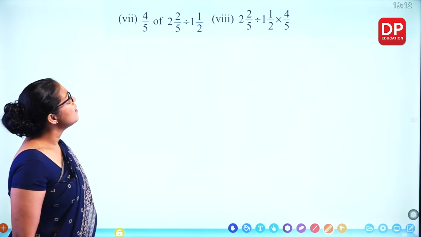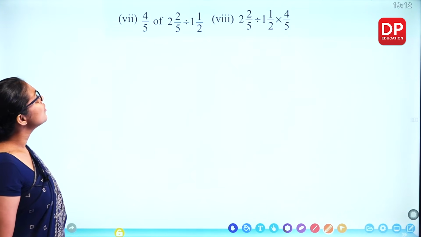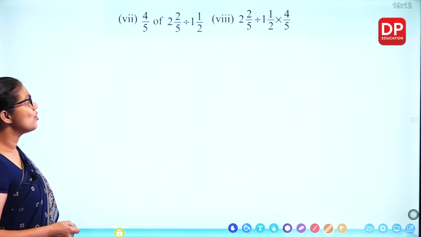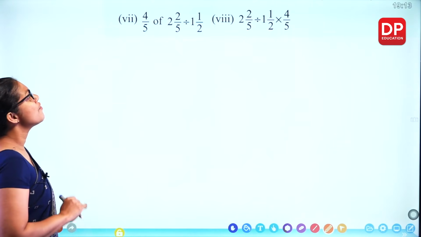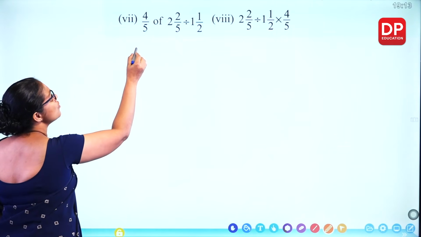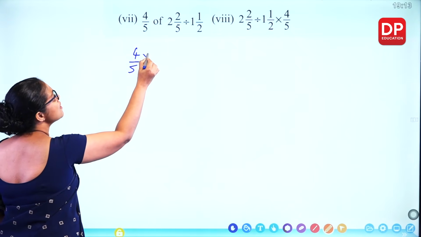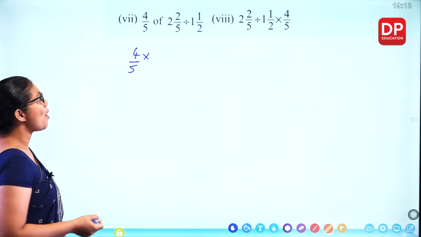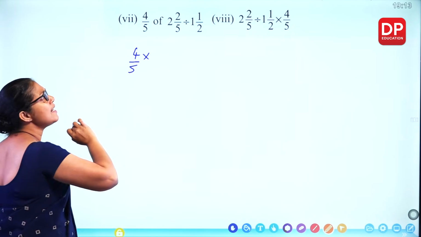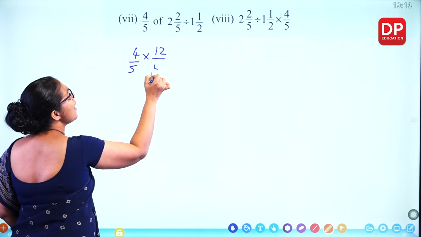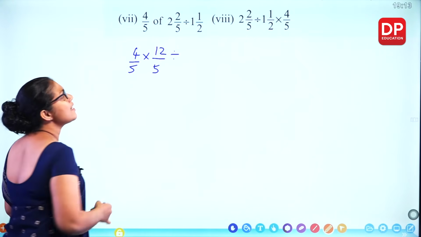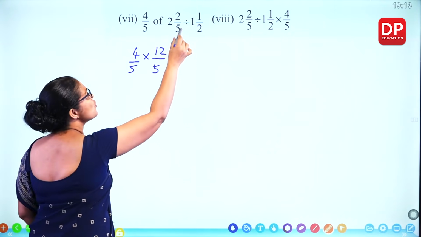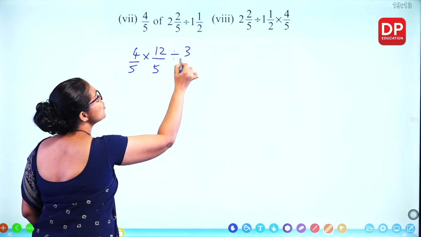So here again you got 2 parts. So here word of division is there. So what you have to do? So you have to start from left, rewrite this in order. So this is 4 over 5. Of means multiplication. 2 and 2/5 convert to improper fractions. 5 times 2 is 10. 10 plus 2, 12 over 5. Division sign. Again convert this to top heavy fraction or improper fraction. 1 times 2 is 2. 2 plus 1, 3 over 2.